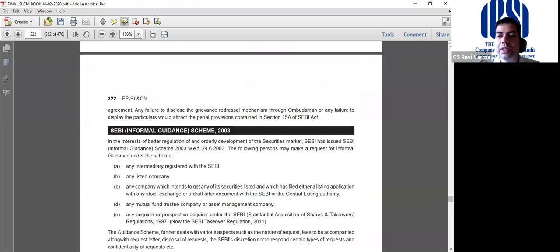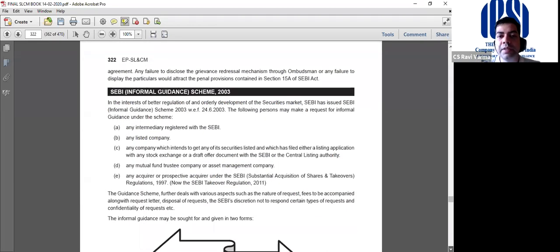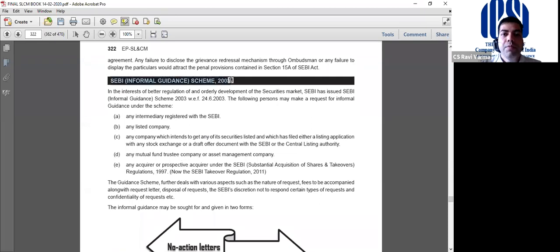So SCORES override this. Next is the informal guidance scheme. Informal guidance scheme, as the name suggests, is not formal. I am telling you in short. When you start working, you will find many of the SEBI regulations either confusing, or you may think, this violation has happened, but if we disclose, can I do away with it? Or there is no clarity in the law.